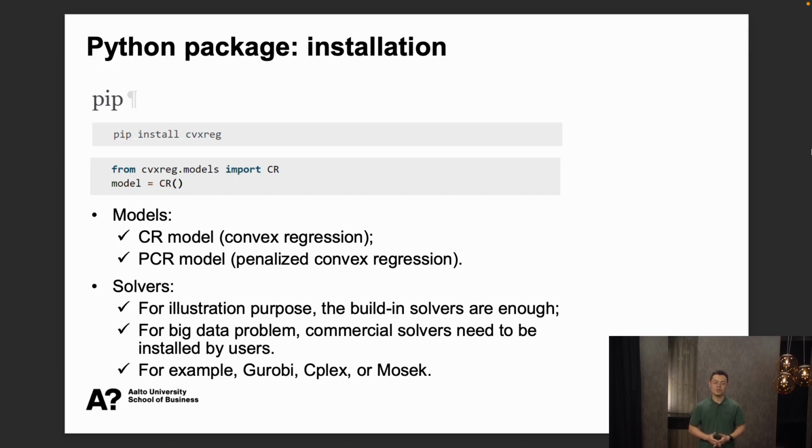We currently have two models. The first is the CR model, or convex regression model, that I would like to show you with a couple of examples. The second model is PCR, or penalized convex regression. I leave this one as an exercise for you. You can compare these two methods, or two models, by yourself and see what the difference between them is and which model you should use in your specific application.